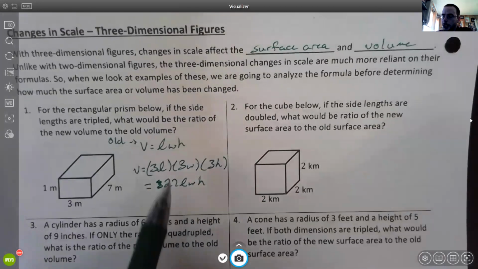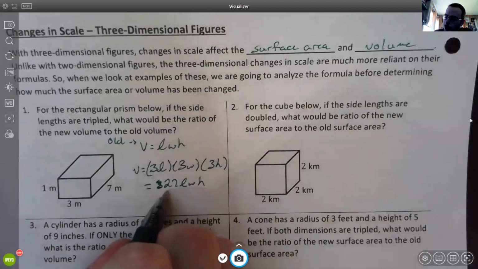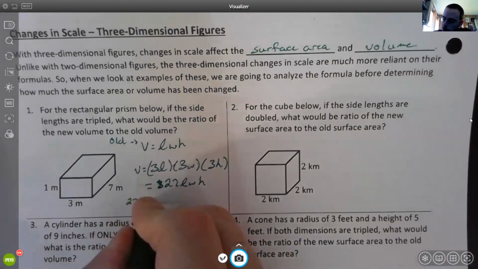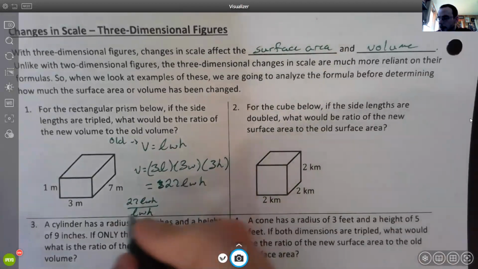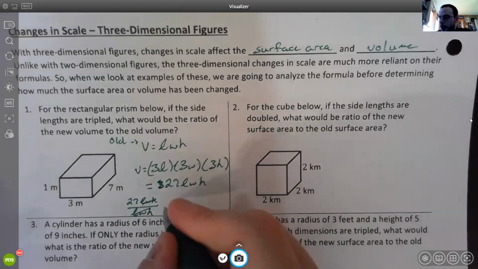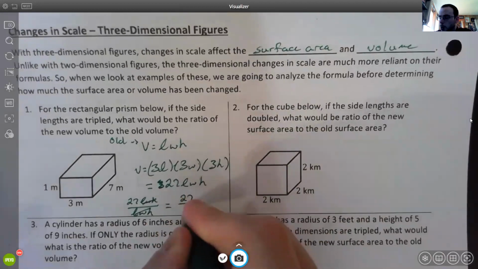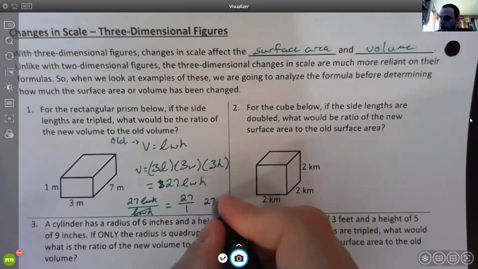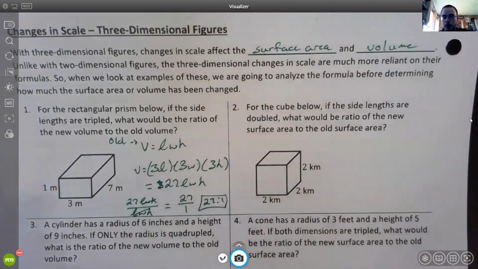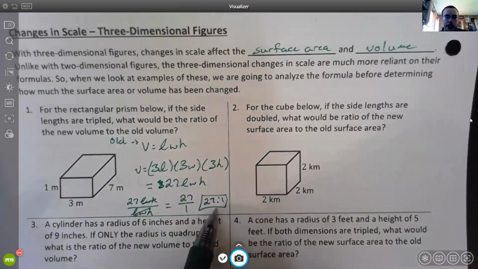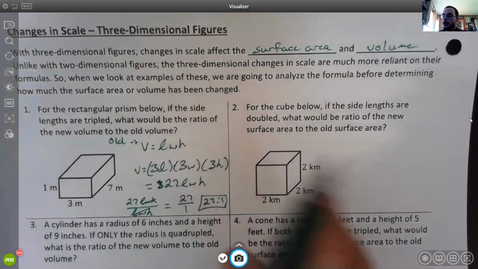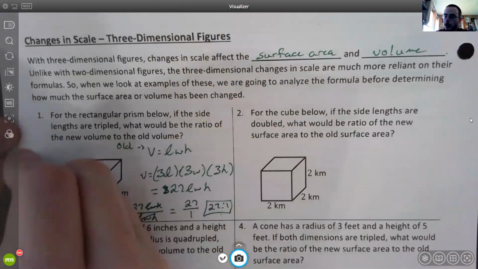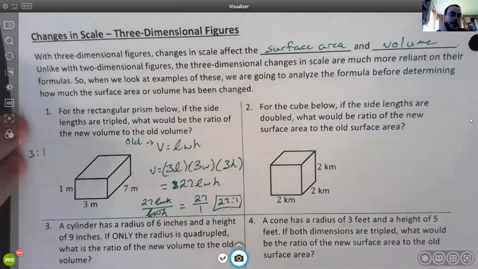So what is the ratio of the new volume to the old volume? Well, if we were to put this in a ratio, the new volume is 27 length times width times height, and the old volume is just length times width times height. On the bottom and on the top, the length times width times height cancels, so that just gives you 27 over 1, which means your ratio of the new volume to the old volume is 27 to 1. Now the other way we could have done this, the side lengths are tripled, so that means our ratio is 3 to 1. And we can say that because all of the side lengths are tripled.